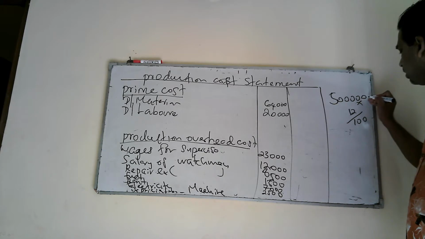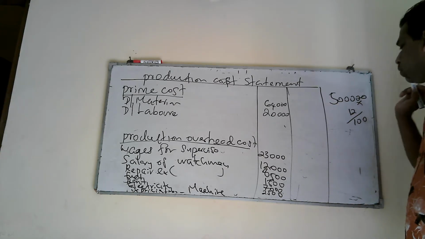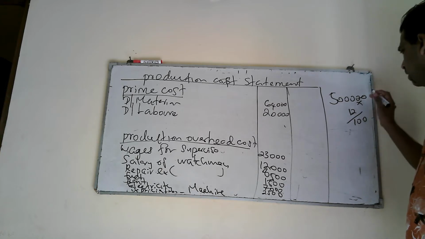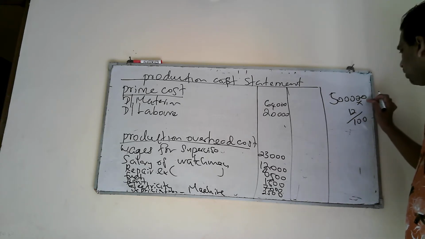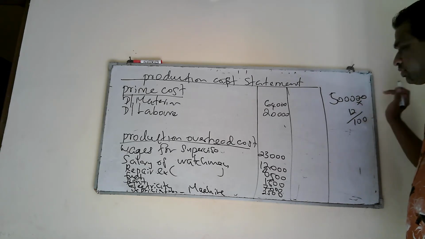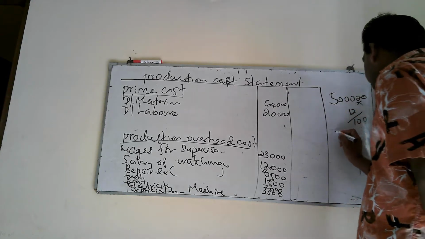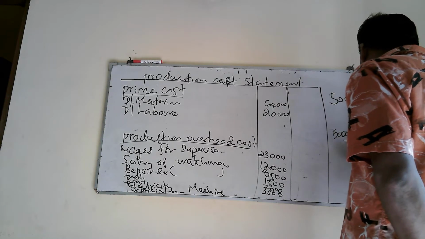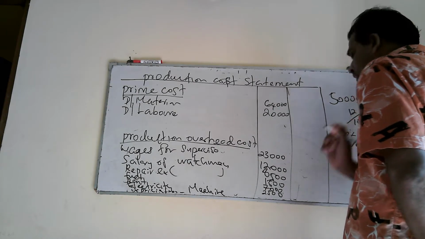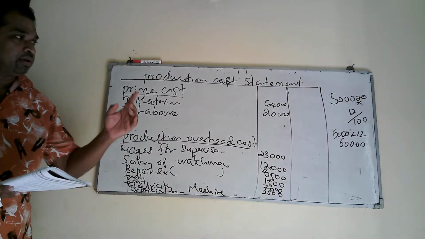If you want to take 1%, you just take 2 zeros out. Okay? If you want to take 10%, you can take 1 zero out. If you want to take 1%, you take 2 zeros out. Then 1% is equal to 5,000. Right? Then as it is 12, the total will be 60,000 per annum. When you calculate depreciation, 60,000 will be per annum.